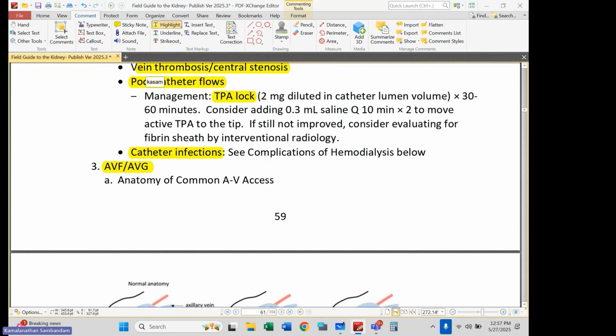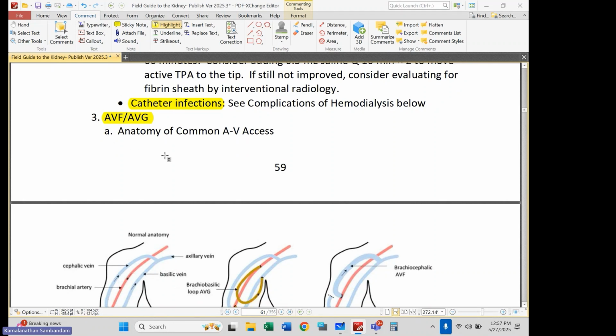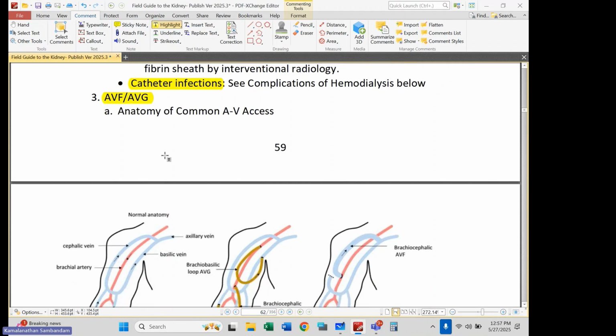AV fistulas and AV graft, yes. Can you do TPA like overnight, or should we always need to? Nope, in the inpatient, I often say just tell the nurse to lock the catheter, label it, and keep it in until the next dialysis treatment. You don't want to obviously send somebody out with TPA in the line, though. Okay. If you know that they're going to be staying till the next inpatient treatment, you can consider that.